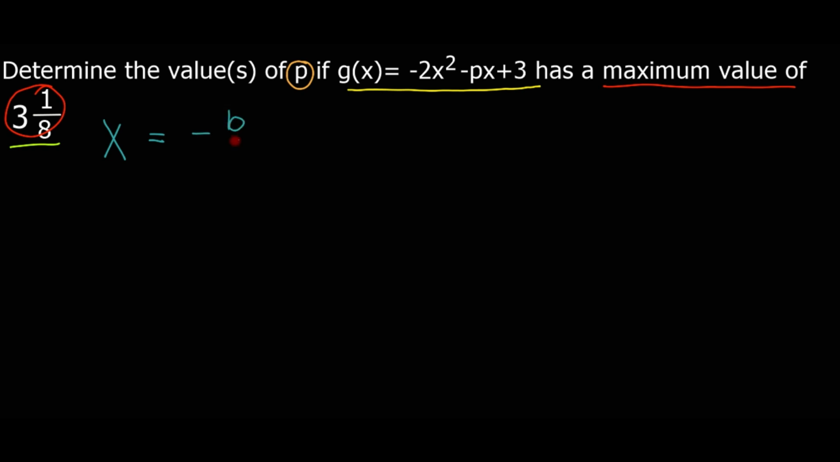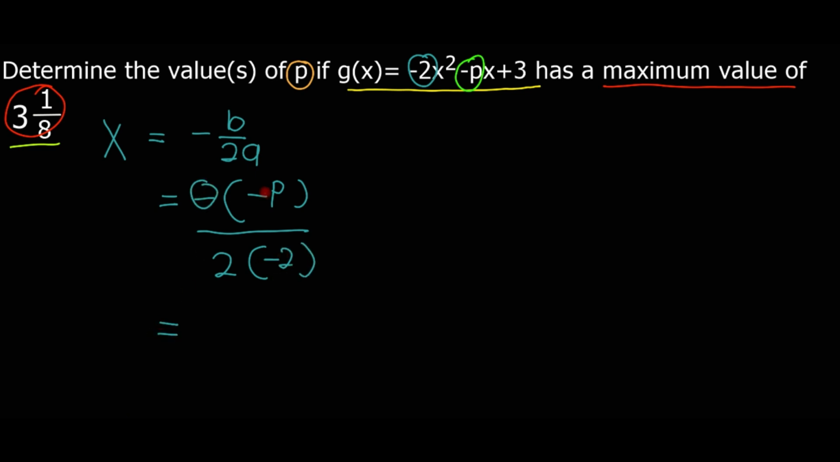x equals minus b over 2a. We find the x value of the turning point, and in this equation b is negative p. So negative p, and then divide by 2a, which is negative 2. Negative times negative gives positive, so this is positive p, and then 2 times negative 2 gives negative 4, so this is the value of x: p over 4.